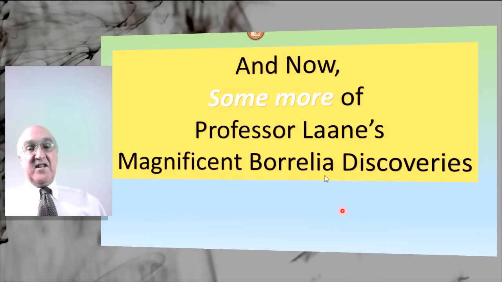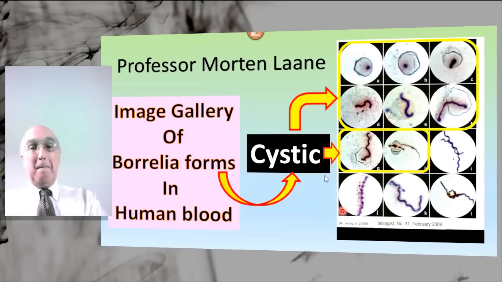Now, some more of Dr. Laane's magnificent Borrelia discoveries. This is a panel of images, and it shows some of Dr. Laane's discoveries from human patients in Norway with his direct blood microscopic examination. This is a cystic form of Borrelia. It has a little dot inside. It has a very distinct cell wall. There's no red blood cells around it, and I'll tell you why later on.